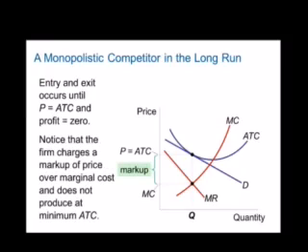So there is a markup that it still charges, which is higher than the marginal cost curve. Even though the last unit requires only MC for production, the price it charges is much higher.